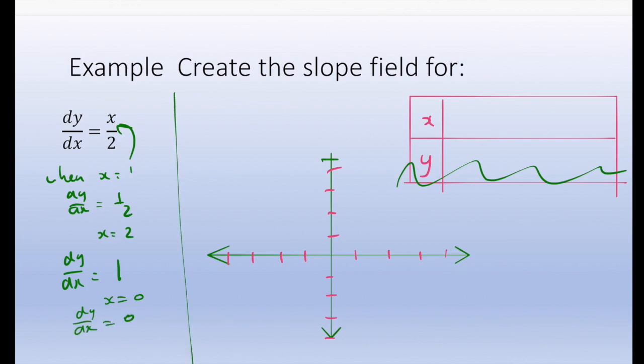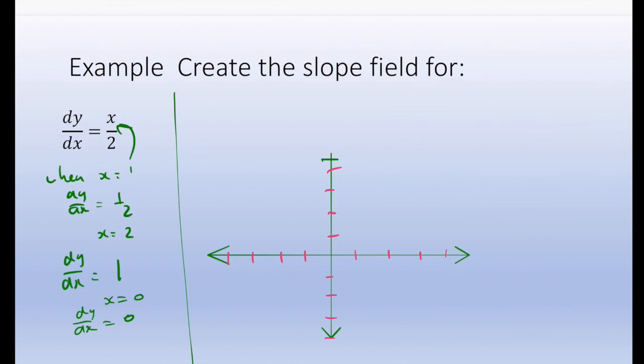And I'll do one more. So I don't need this bit here. We can put it in, but we don't need it. So when x equals -1, dy dx will equal -1/2, and when x equals -2, dy dx will equal -1, because it's going to be -2 over 2. So all we're doing is just substituting into this thing.